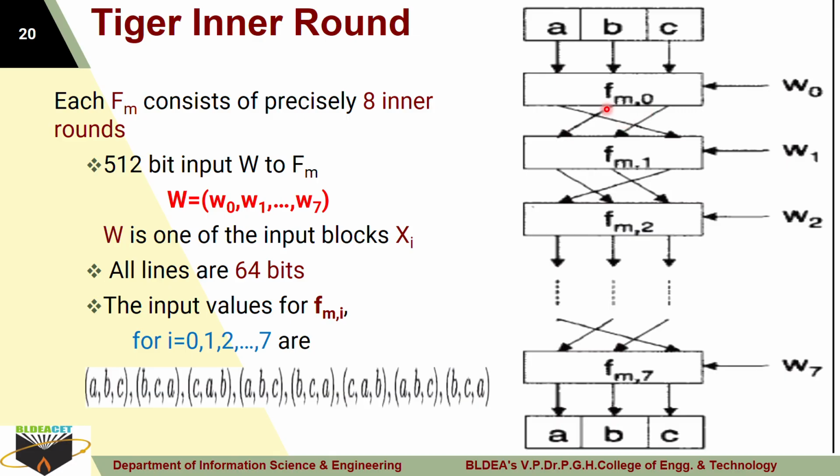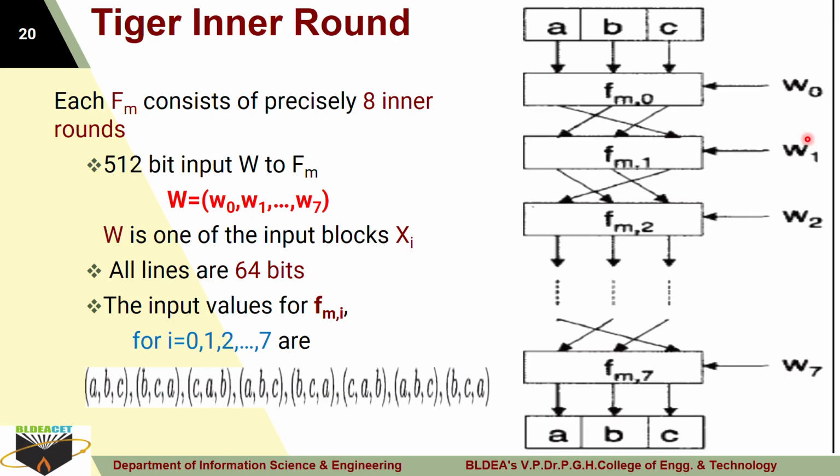So you are taking W as the input, and that input is of size 512 bits. W consists of W0, W1 up to W7. W is one of the input blocks Xi. Xi is your input block, and that input block is further divided into W0, W1 up to W7, and all of these are 64 bits.